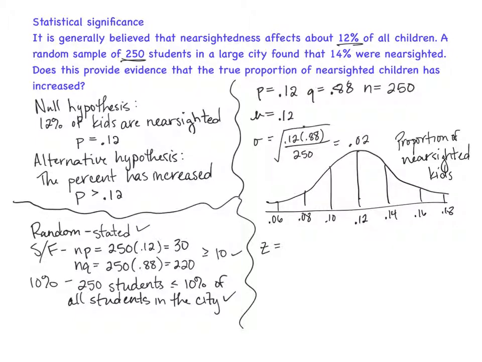So z equals our observed, which was 0.14, minus our mean of 0.12, divided by our standard deviation of 0.02. Which is just 1. So if we think it's increased, then what we're thinking is that we're wanting to find the probability that it would be at 14% or more.